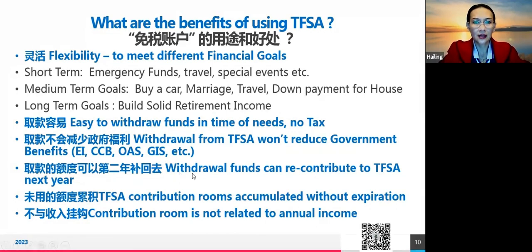And when you withdraw the money this year, you can recontribute to the tax-free saving account the next year. Earlier, I also mentioned all the contribution room will accumulate without expiration date. The contribution room is not related to annual income. Even if young people turn 18 and say, oh, I haven't started an income yet, as long as the parents give them some gift money, they can save up that money into a tax-free saving account.